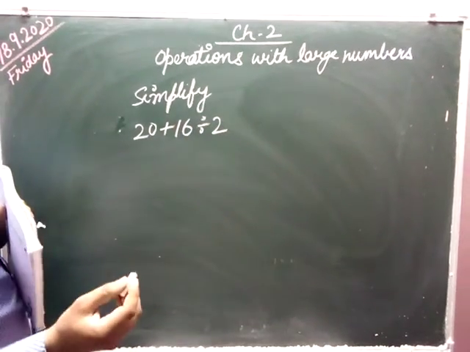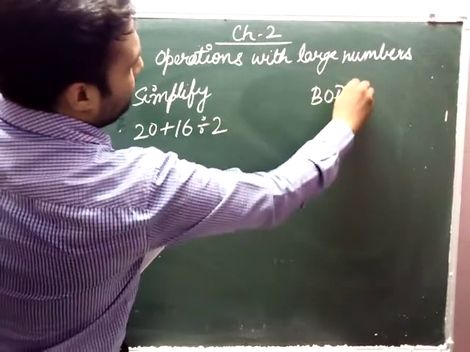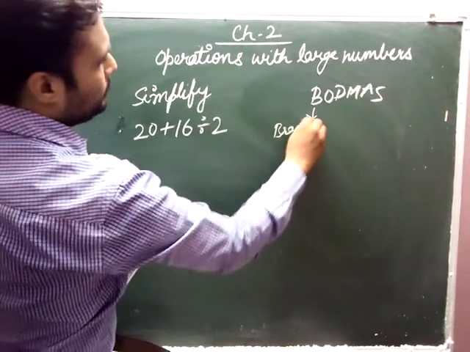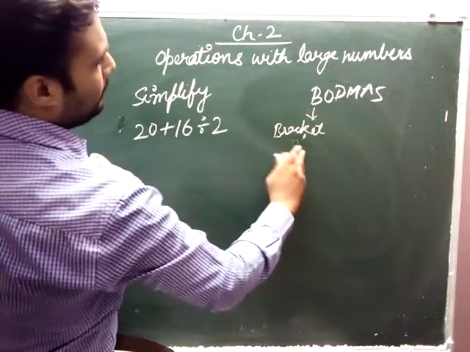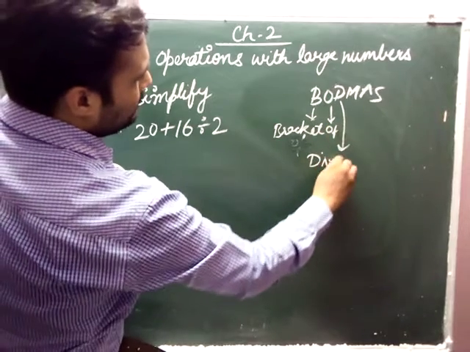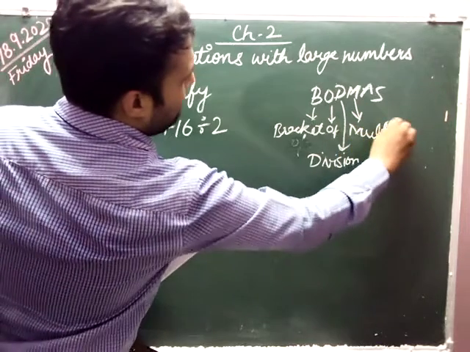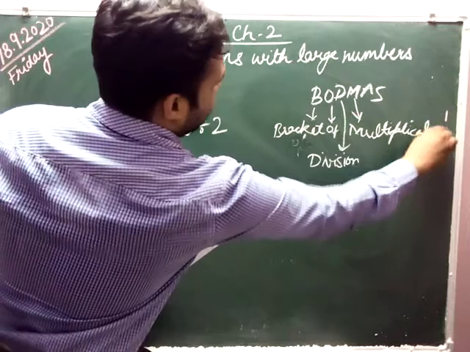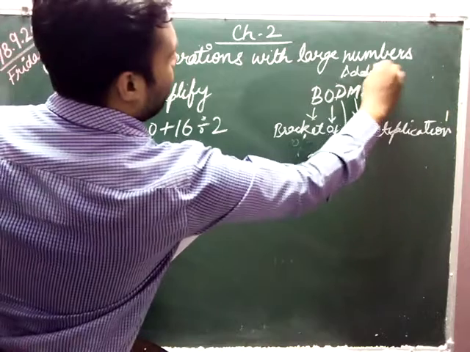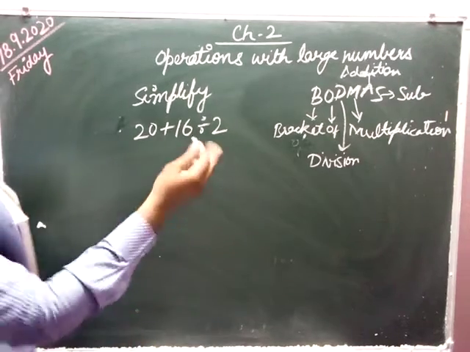First we have to remember the BODMAS rule. BODMAS rule means B for bracket of, so you have to remove the bracket of. D for division, the division will be solved first. M for multiplication. A for addition. And S for subtraction. So we have to follow this BODMAS rule.